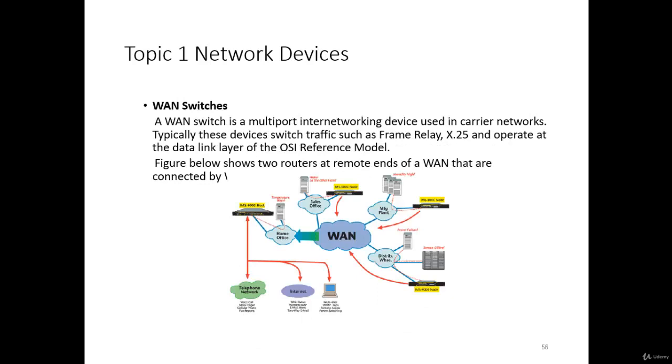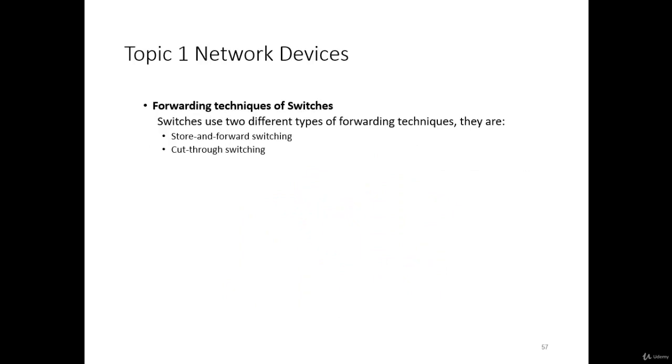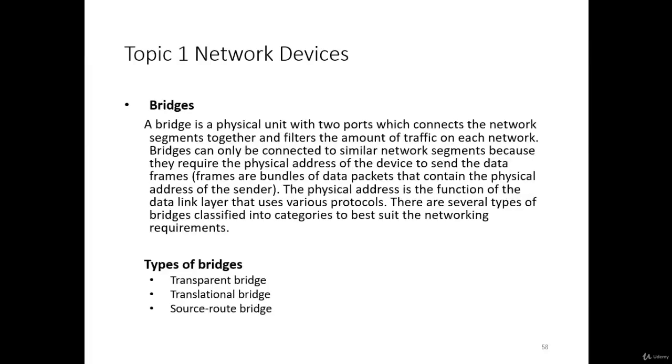WAN switches. A WAN switch is a multi-port internetworking device used in carrier networks. Typically, these devices switch traffic such as frame relay and X.25, and operate at the data link layer of the OSI reference model. Forwarding technique of switches. Switches use two different types of forwarding techniques. They are store and forward switching and cut through switching.